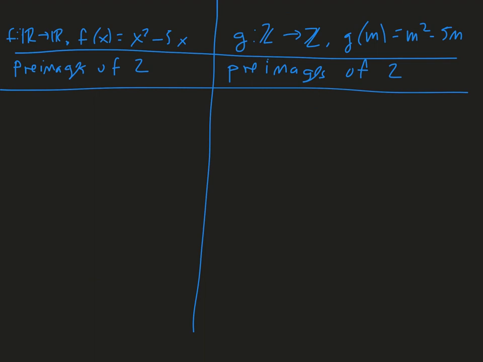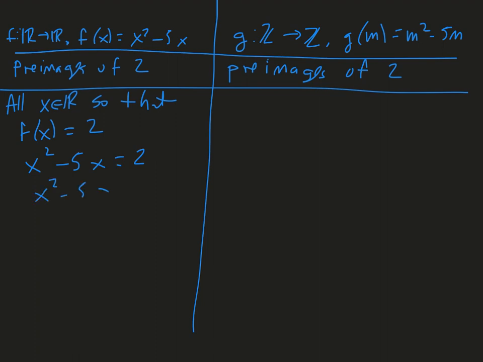Okay, what if we try to do the same thing, but instead of preimages of 6, we try to find preimages of 2. Well, try to do the same thing. We're trying to find all x in R so that f of x is equal to 2. That is, x squared minus 5x equals 2.